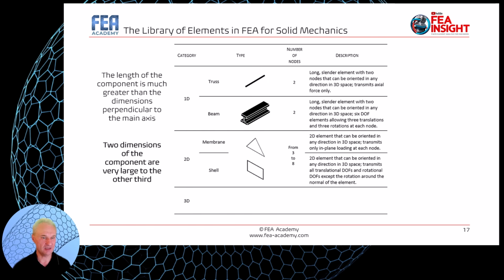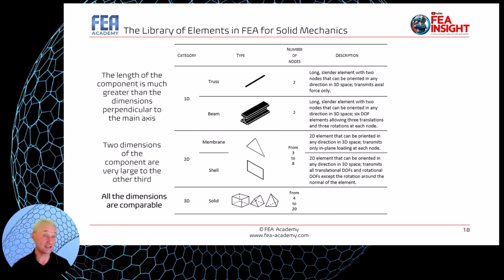Shell elements are 2D elements that can be oriented again in any direction in the 3D space. They can transmit all translational degrees of freedom and the rotational degrees of freedom. But you have to keep in mind that in some software, the rotational degree of freedom around the normal direction of the element cannot be transmitted. So it depends on your solver.